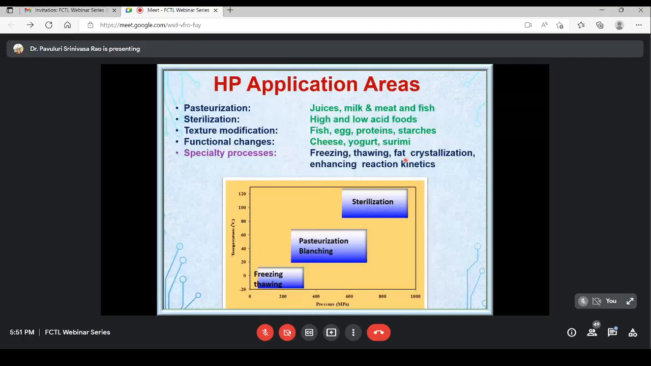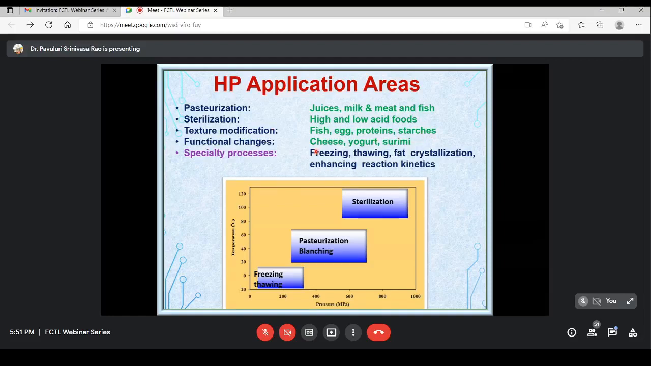Some of the applications based on classification: you can have pasteurization, where juices, milk, meat and fish are generally pasteurized. For sterilization, high and low acid foods can be sterilized with pressure assisted thermal processing, or maybe thermal high pressure processing. Both ways it is being utilized. Similarly, applications like texture modification, as I already told, such as the gelation of mince meat, are possible in case of fish. Similarly, egg can be converted into solidified egg, and proteins and starches can also be gelled.